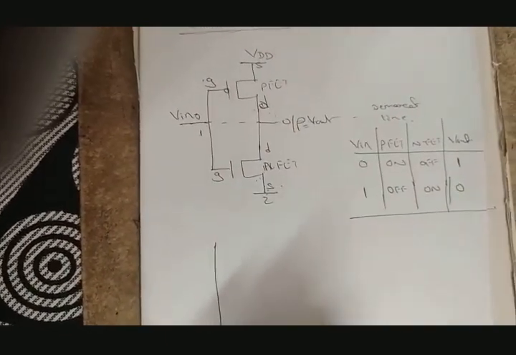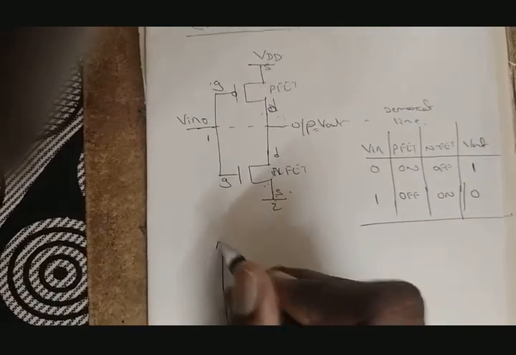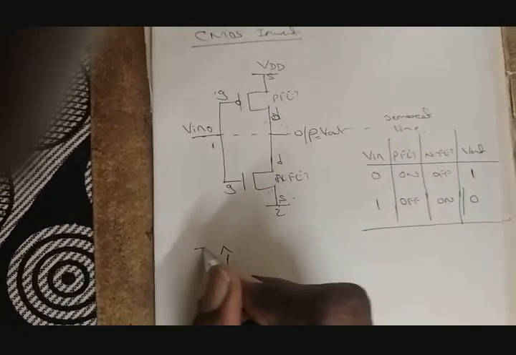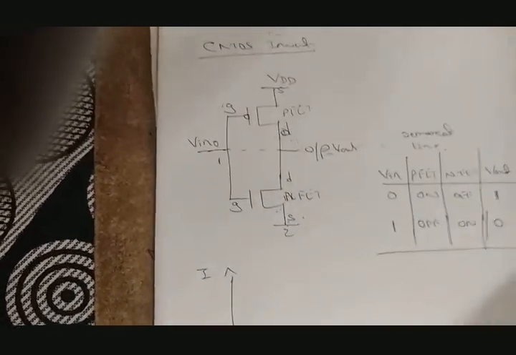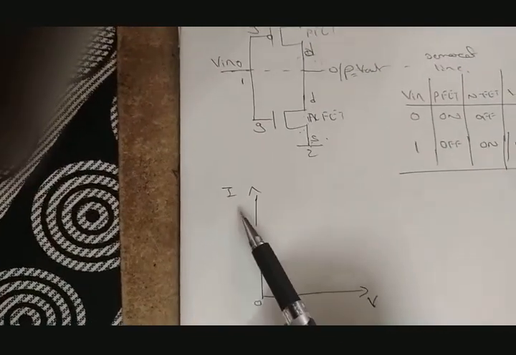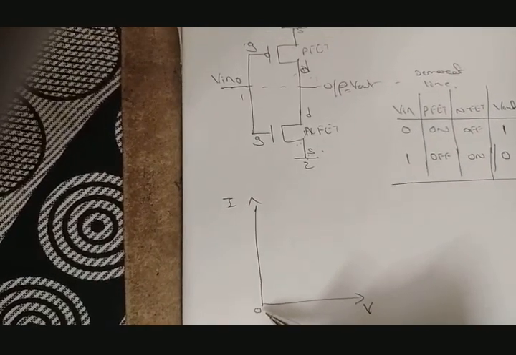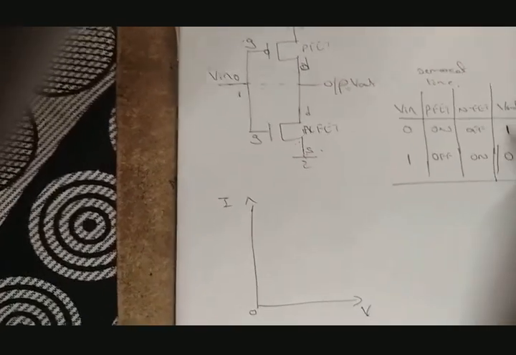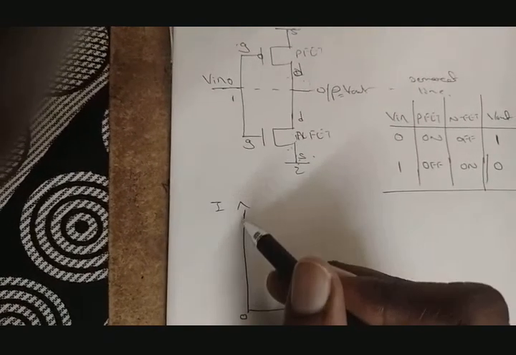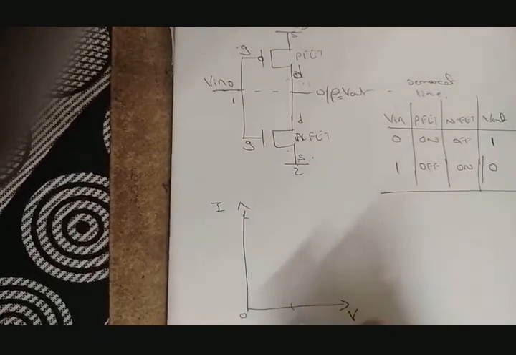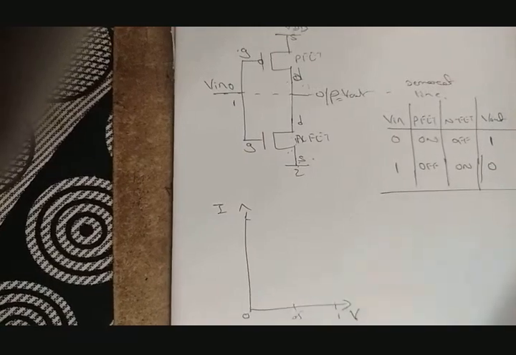Okay, just for our reference, what will be the transfer characteristics? So this one will be my voltage and this one will be my current. If the input is 0, what will happen? If the input is 0, the output is high. Here I will be representing the output, so here it will be 0.5 and this one will be 1.